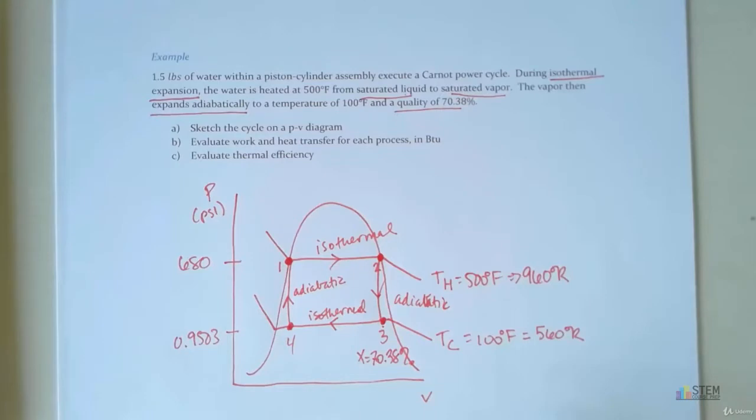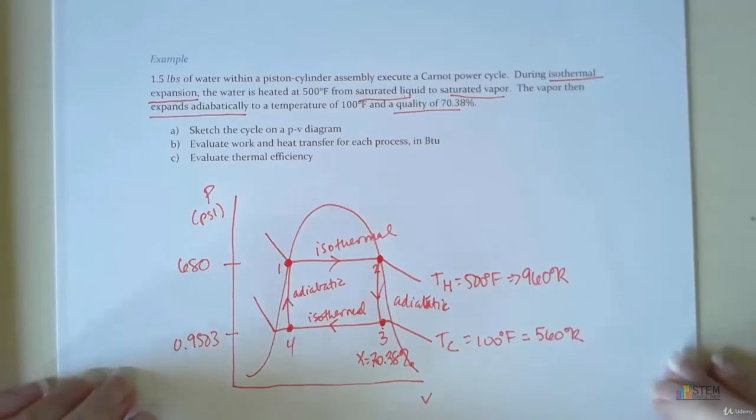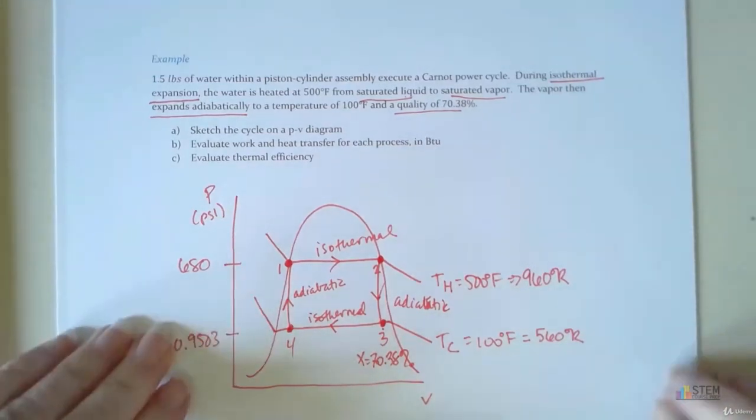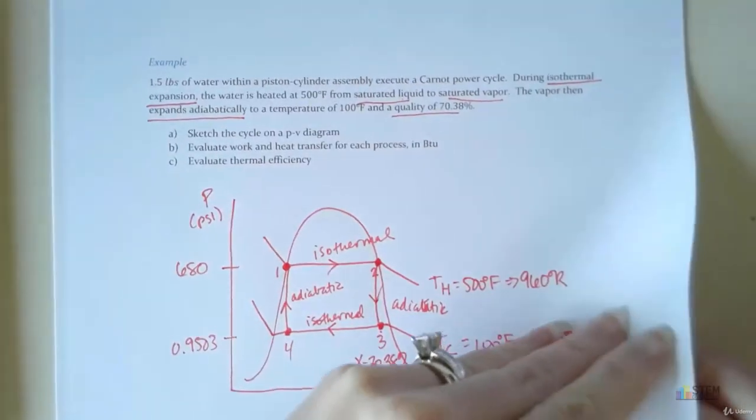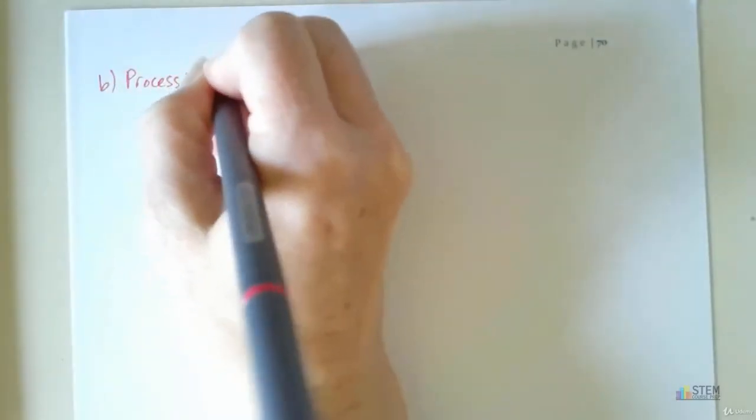Now we're going to go through and look at each one of these processes, and we're going to find the work and heat transfer for each one. So that's what's going to take quite a bit of time on here. So let's get started. If I can separate the pages here, they're all stuck together. There we go. Alright, so this is for part B. We're going to do process 1 to 2 first.